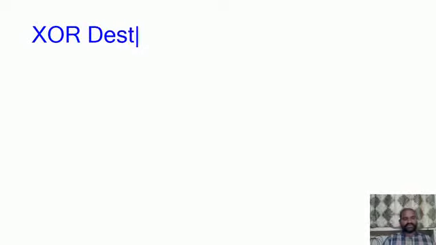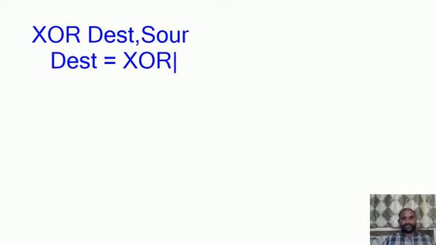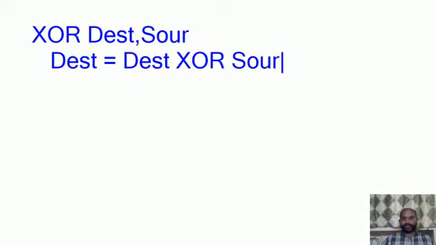The syntax for this one is destination, comma, source. Here it performs the exclusive OR operation between the destination and source, and stores the result back into the destination. So what is the statement for the XOR gate?